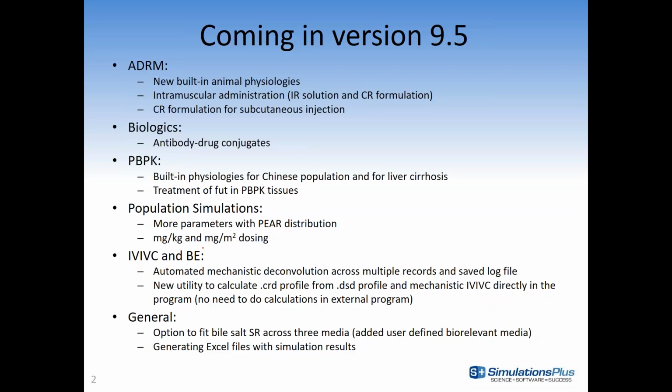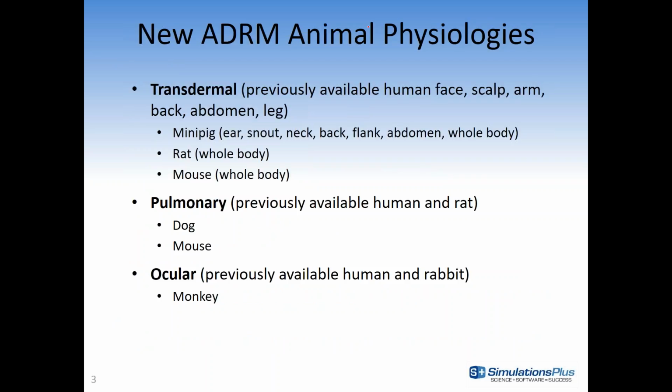So to start with the Additional Dosage Routes module, we have expanded the offering of built-in physiologies in different administration routes. One of the most critical, at least based on the feedback, was expanding the offering of built-in physiologies for the transdermal module, which previously was limited to different regions of the skin in human. Now you will have options for built-in physiologies for rat, mouse, as well as different regions of the skin or of the body in mini pig.